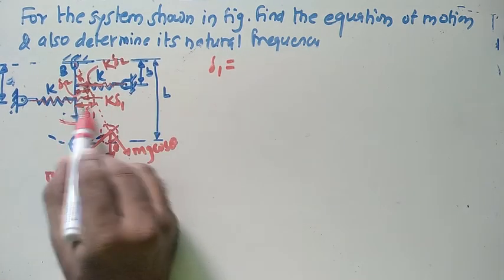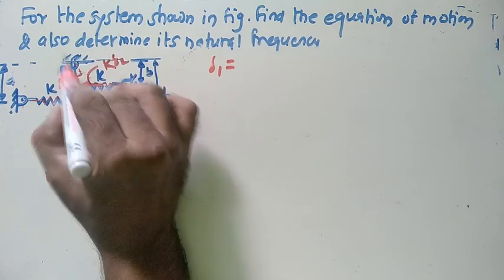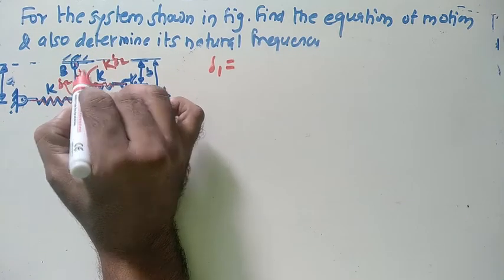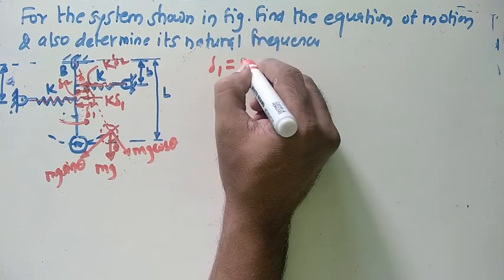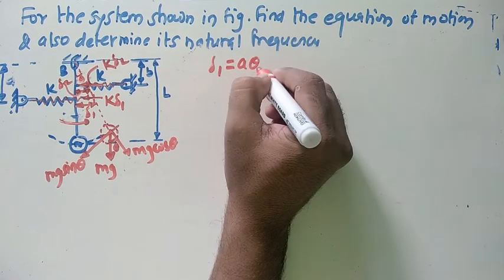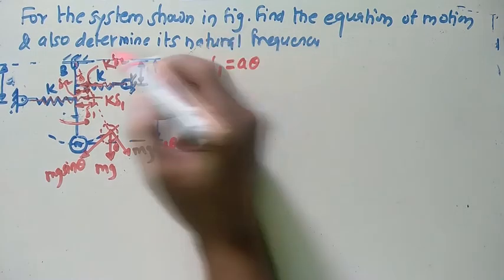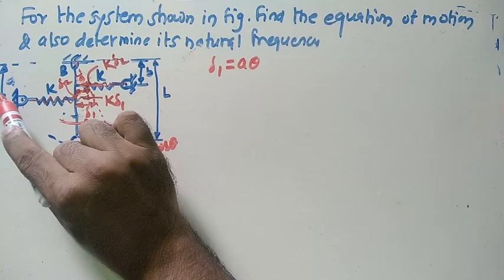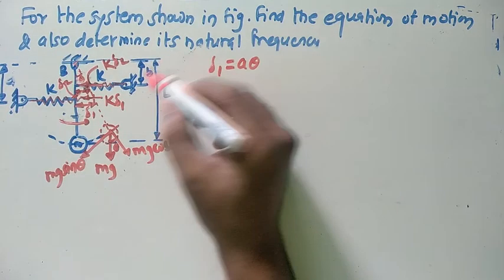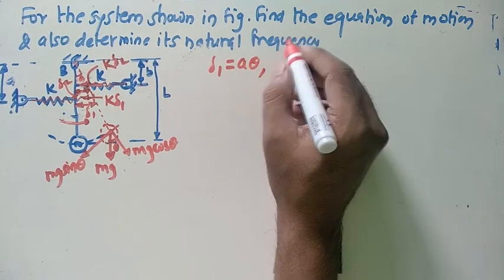In short, this is nothing but the linear displacement, and this is nothing but the angular displacement, in terms of theta. So get the relation between the linear displacement and the angular displacement. For a small angle we can straightforwardly get a into theta. This distance is a, as already shown here, and this distance is b. So delta 1 we can get as a into theta.